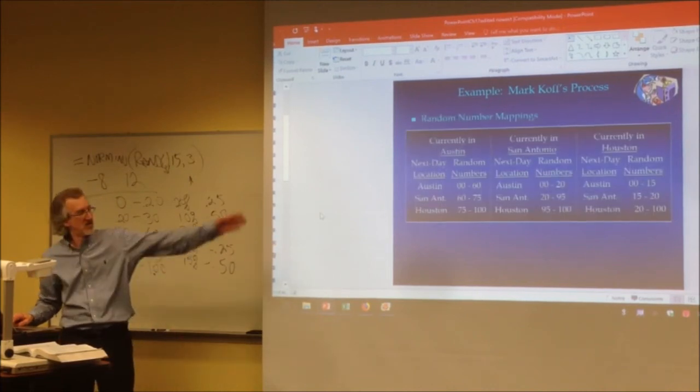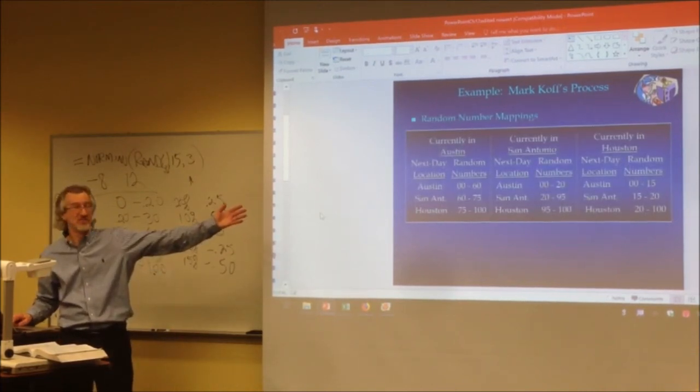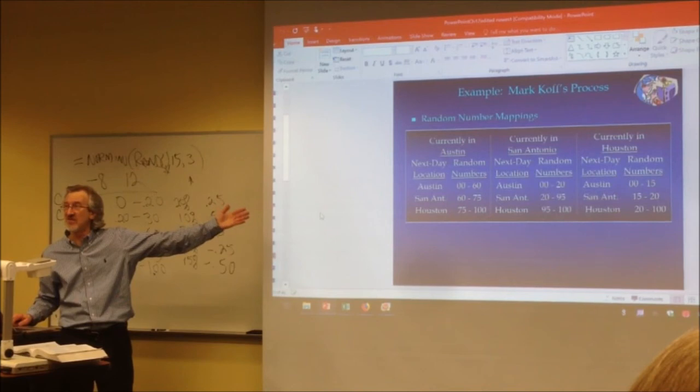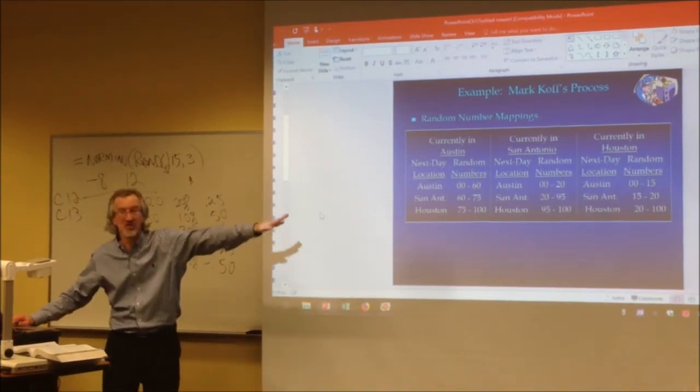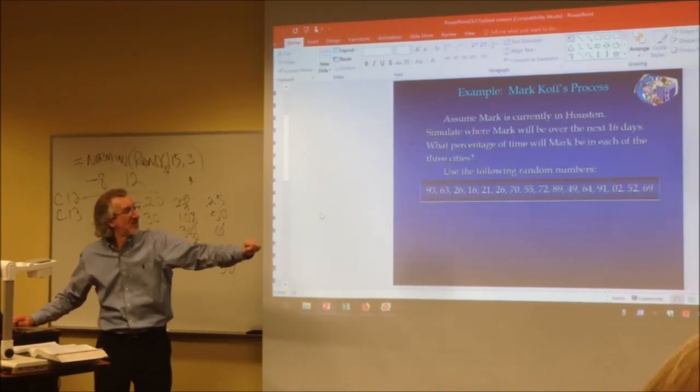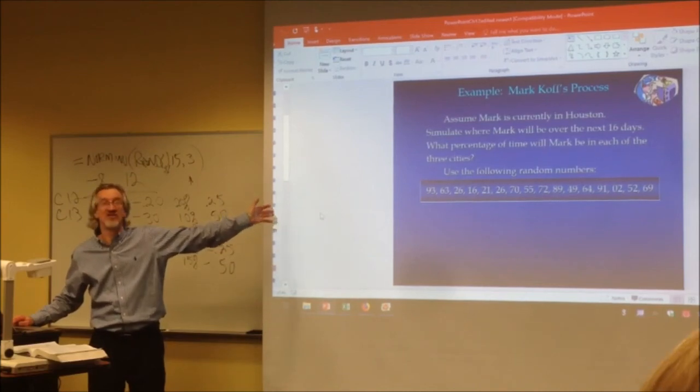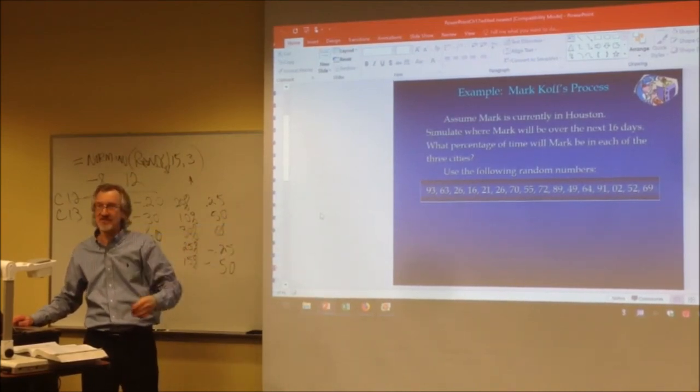So here's what it looks like. Here's our three maps, right? 0 to 60, 60 to 75. There's the other map, there's the third map. Here's the random numbers you're given. Because it's like an assignment, you're given the random numbers.